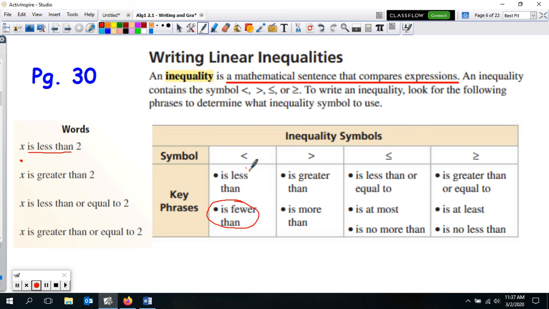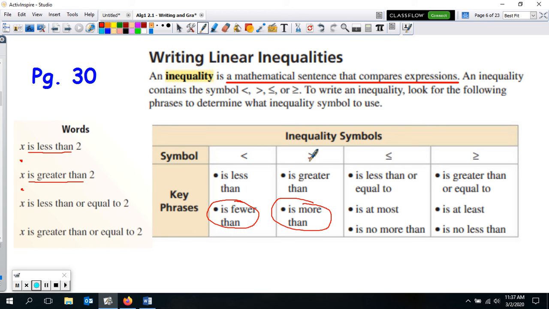That's using this symbol. As you can see, the symbol is also given to you next to it. Then on the next one, we already have is greater than. That's the first one. But I want you to write underneath that, is more than. So there's another bullet point to write underneath there on page 30. So is more than needs to go underneath is greater than. Those two mean the same thing. We would use this symbol to do that.